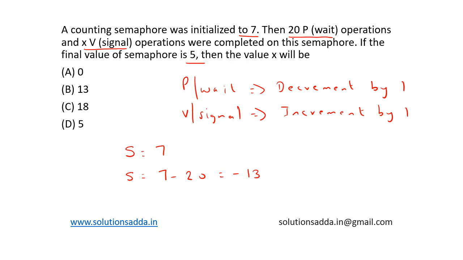Now this is 20 P. Now x V operations, we have the final semaphore as 5. So minus 13 plus x is equal to 5. We can say that x is equal to 13 plus 5, which is equal to 18. So the number of signal operations that are performed is 18, and the correct answer is option C, 18.